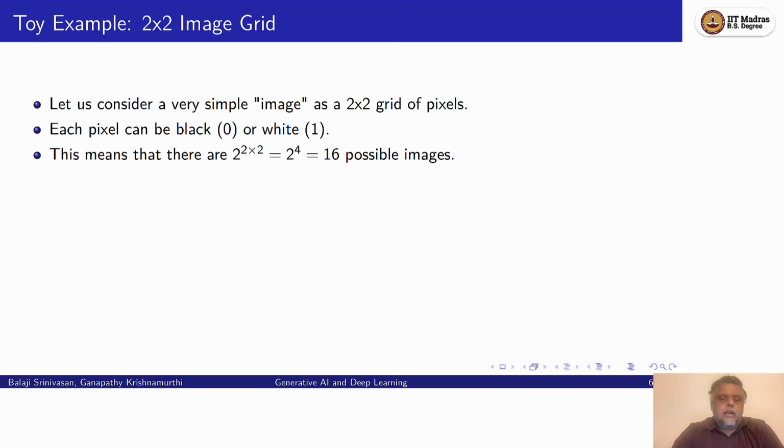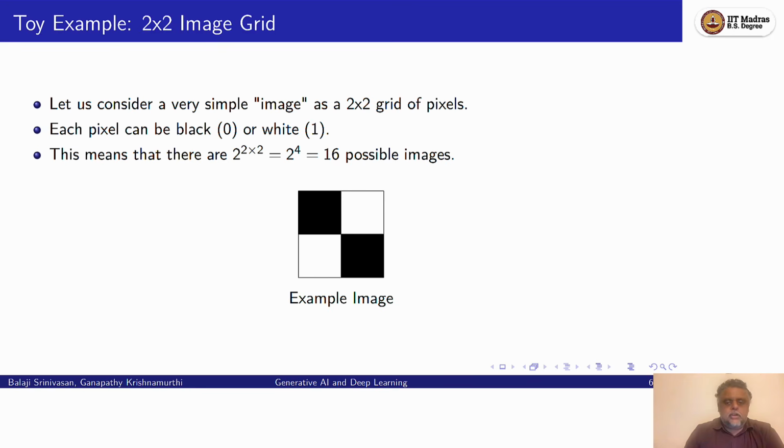If there are four pixel locations, there are a total of 16 possible images. You can actually enumerate them. If you rasterize the image, you can write down all possible combinations of 1s and 0s corresponding to the 4 positions, and therefore there are 16 possible combinations.